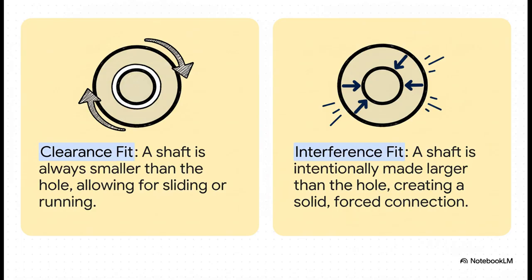On one hand, you've got a clearance fit. This is simple. The shaft is always a little bit smaller than the hole it goes into. This is for anything that needs to slide or spin freely, like an axle and a bearing. But on the other hand, you have an interference fit. Now this is wild. The shaft is actually made bigger than the hole on purpose. You have to use a press or heat and cold to assemble it, and it creates this incredibly strong, locked-in connection. Think of a gear that's permanently fixed to a motor shaft.